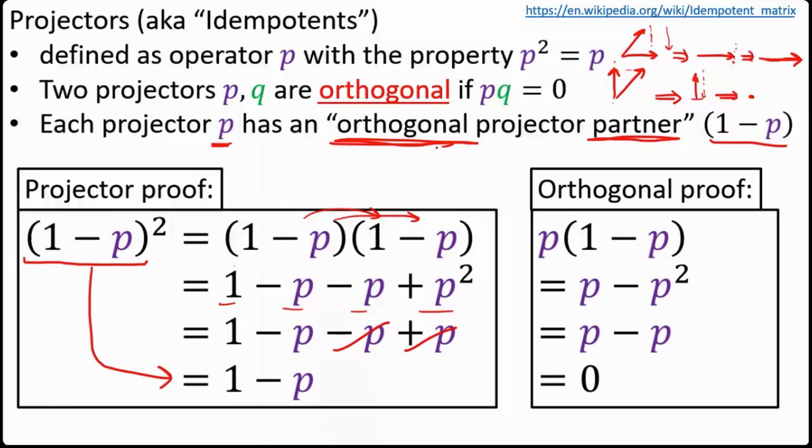So this is an important fact we're going to see over and over again. If p is a projector, 1 minus p is an orthogonal projector. It's kind of like its opposite almost, or its partner. I don't know what the word is.